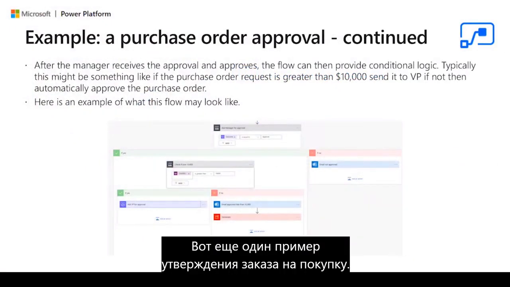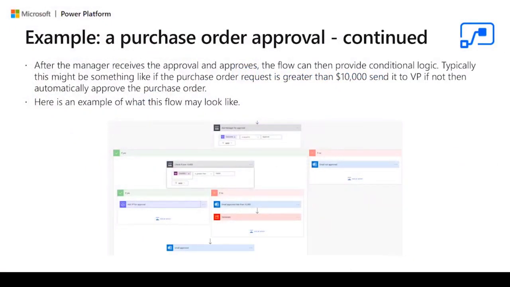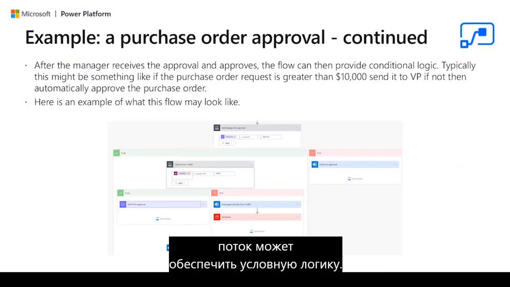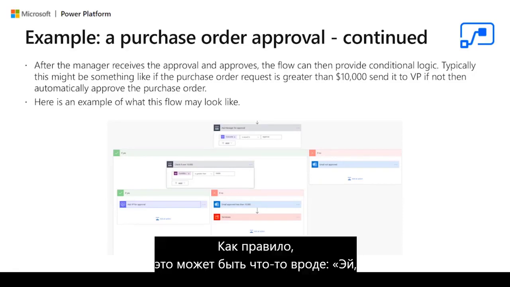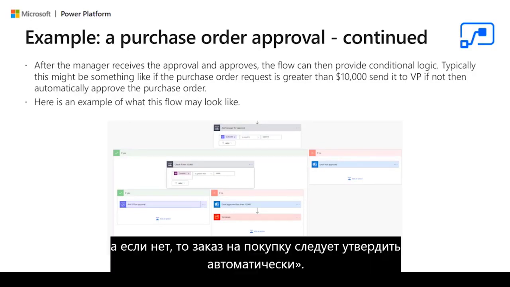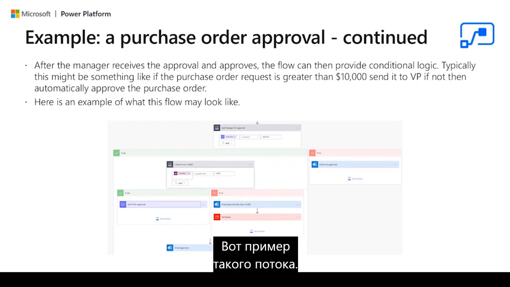So here's another example of a purchase order approval. After the manager receives the approval and approves, the flow can then provide conditional logic. Typically, this might be something like, hey, if the purchase order request is greater than $10,000, send it to the VP, and if not, then automatically approve the purchase order. Here's an example of what this flow may look like.